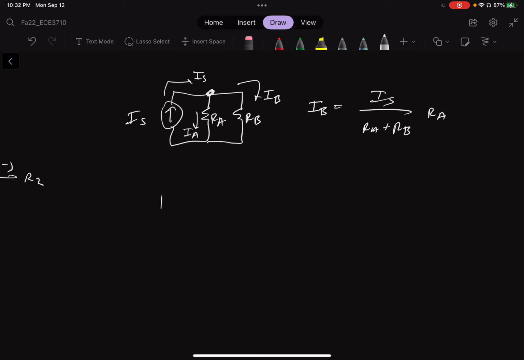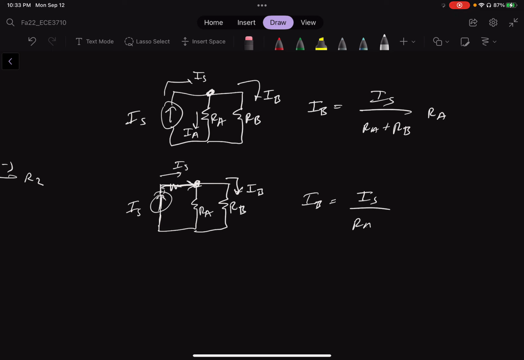Now, how different is it if I have a resistor in series with that current source? I don't even need to know the value of that resistor. Take your pen, take your pencil, take your finger. IS is still the one going through this resistor, and it's still the one that's going to break at this node. It hasn't changed its value when it went through R, because the current source and the resistor are in series. So IB is still IS over RA plus RB times RA.